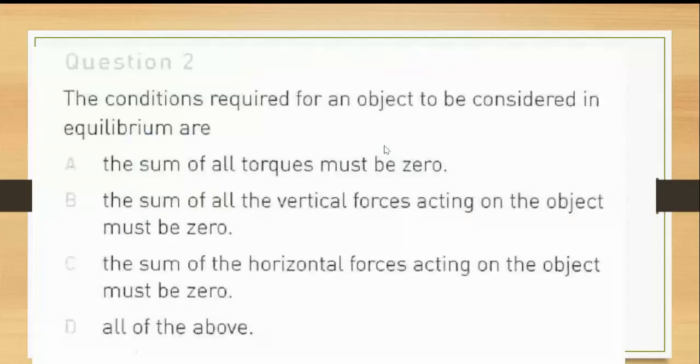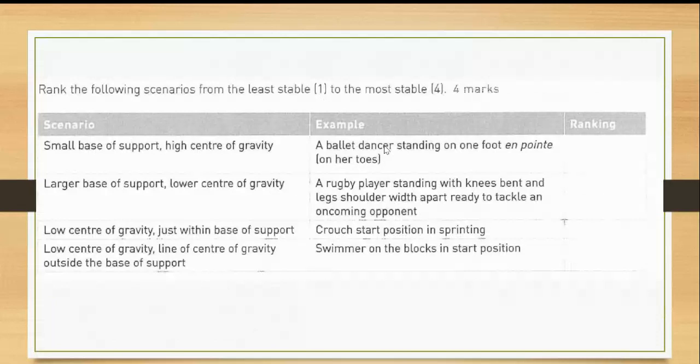The conditions required for an object to be considered in equilibrium are... Give you a second to look. The correct answer is all of the above. So the sum of all torques is 0. The sum of all vertical forces is 0. The sum of all horizontal forces is 0. All the forces acting on them are even, equal. They are balanced forces. Therefore, they are in a state of equilibrium. Okay? Pause this video and answer this question for me.